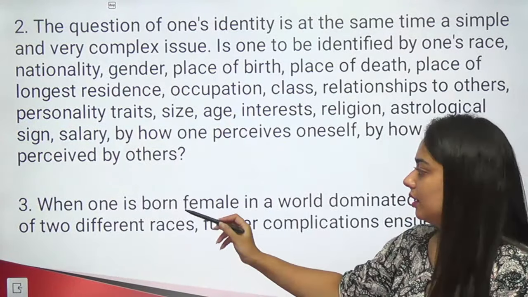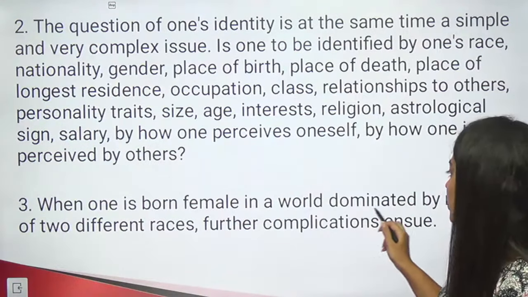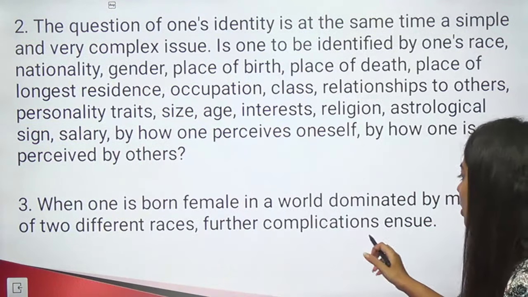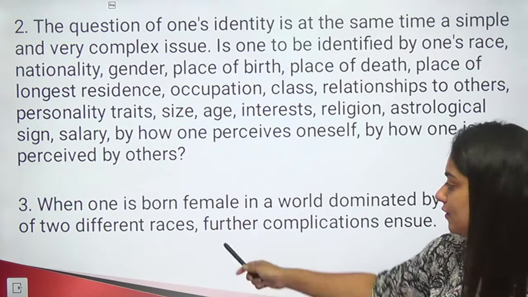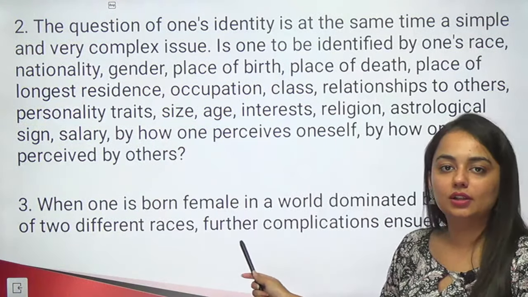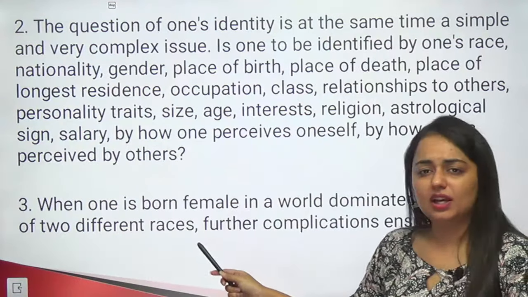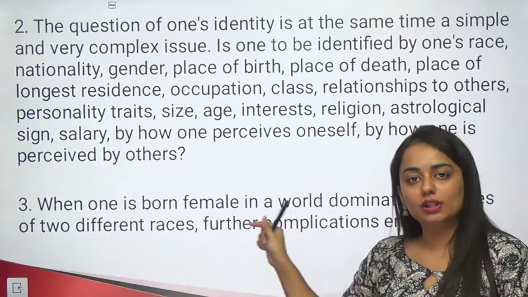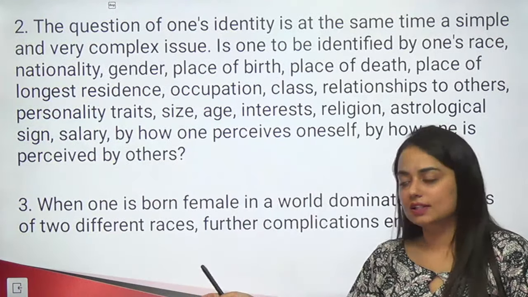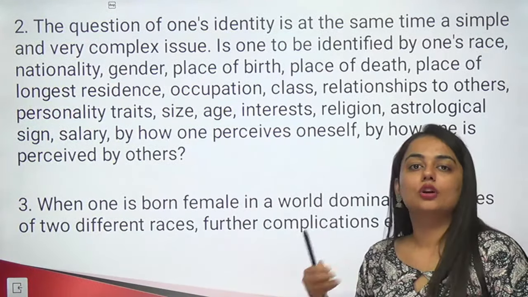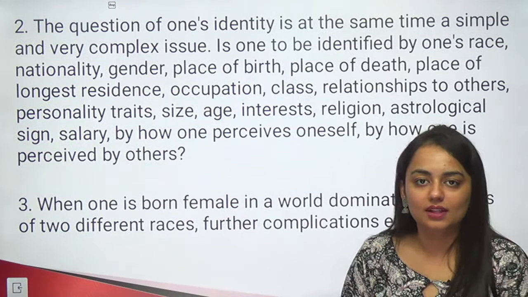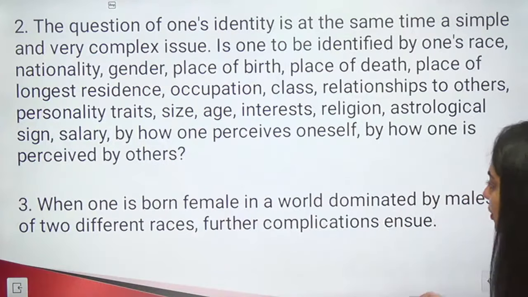And the third one, when one is born female in a world dominated by males of 2 different races, further complications ensue. This word further, it's a key word here. This shows that something has already been mentioned before this sentence, or in the previous sentence. So further adds on to it. So this cannot be the opening sentence. This is how you can guess the opening sentence.